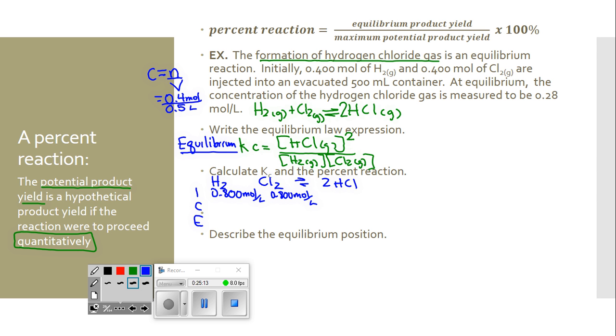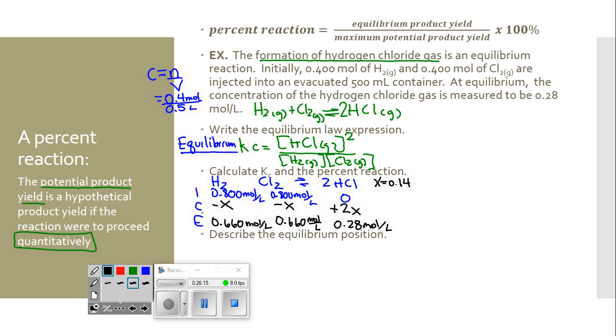It says the container was evacuated except for those two things, so the initial concentration of HCl is 0. If you'll recall, I know it was a long time ago, we need to know at least one equilibrium concentration, and we do, 0.28 moles per liter. Since the HCl concentration increased, the other two had to have decreased, opposite sides of the reaction. HCl has a coefficient of 2, so it would have increased by 2x. Hydrogen and chlorine have a 1, so they would have decreased by x. We would determine that x is 0.14 in this question. That way 2x really gives me 0.28. And that would tell me that the equilibrium concentration is 0.66 moles per liter.